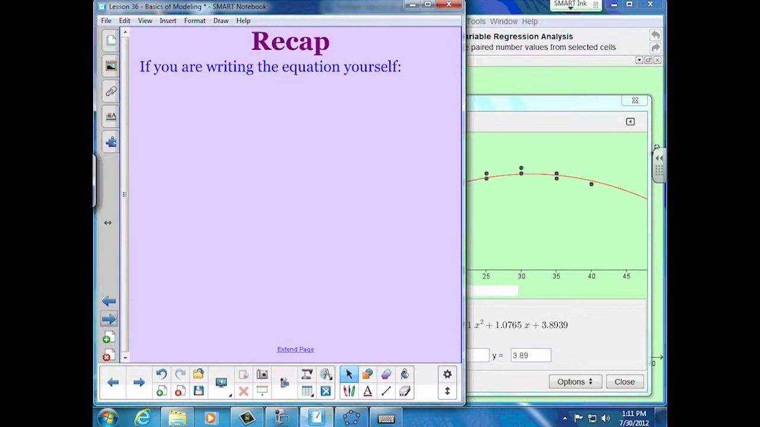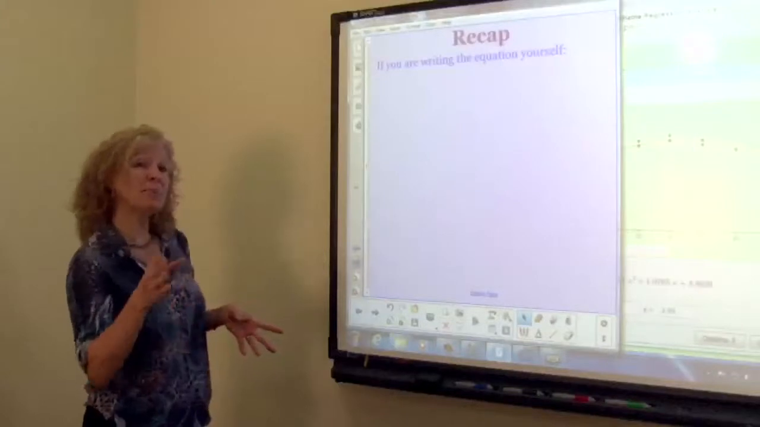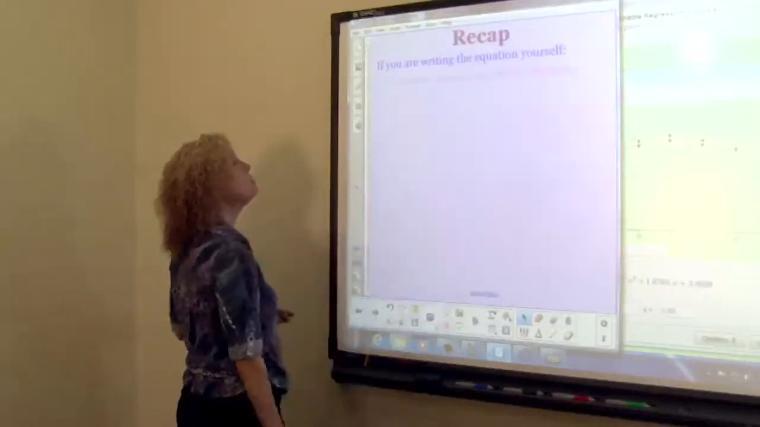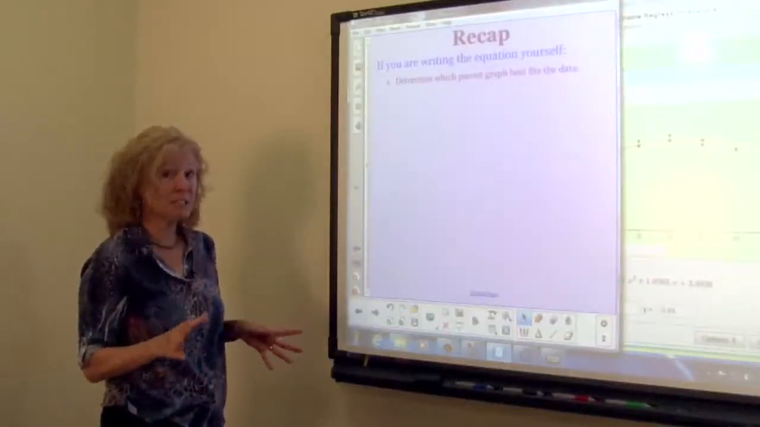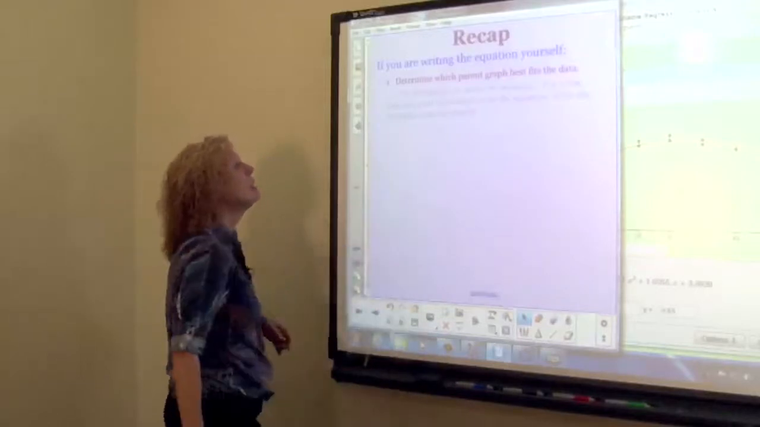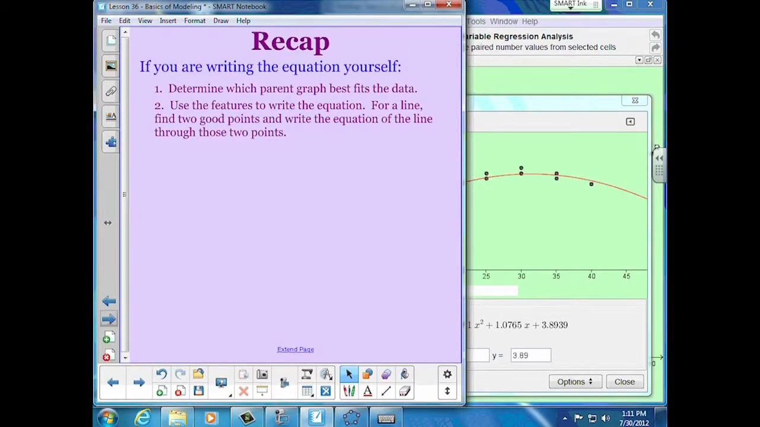So what do we learn out of all of this? Well, remember, I want to have you focusing on two things. Sometimes you need to write this equation yourself. And when you do, the first thing you want to do is determine which parent graph seems to fit the data the best. Okay? Then you use the features of that particular parent graph and your equation to write it. For example, on a line, find two good points and write the equation of the line through those 2 points. If it looks like a parabola would fit it better, then choose a point for the vertex and get one other point.